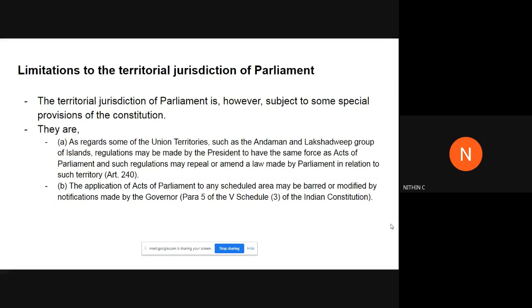So in such a case, amendments can be made in a law that has been created by parliament, or else you can say that regulations can be made by the president in such cases.